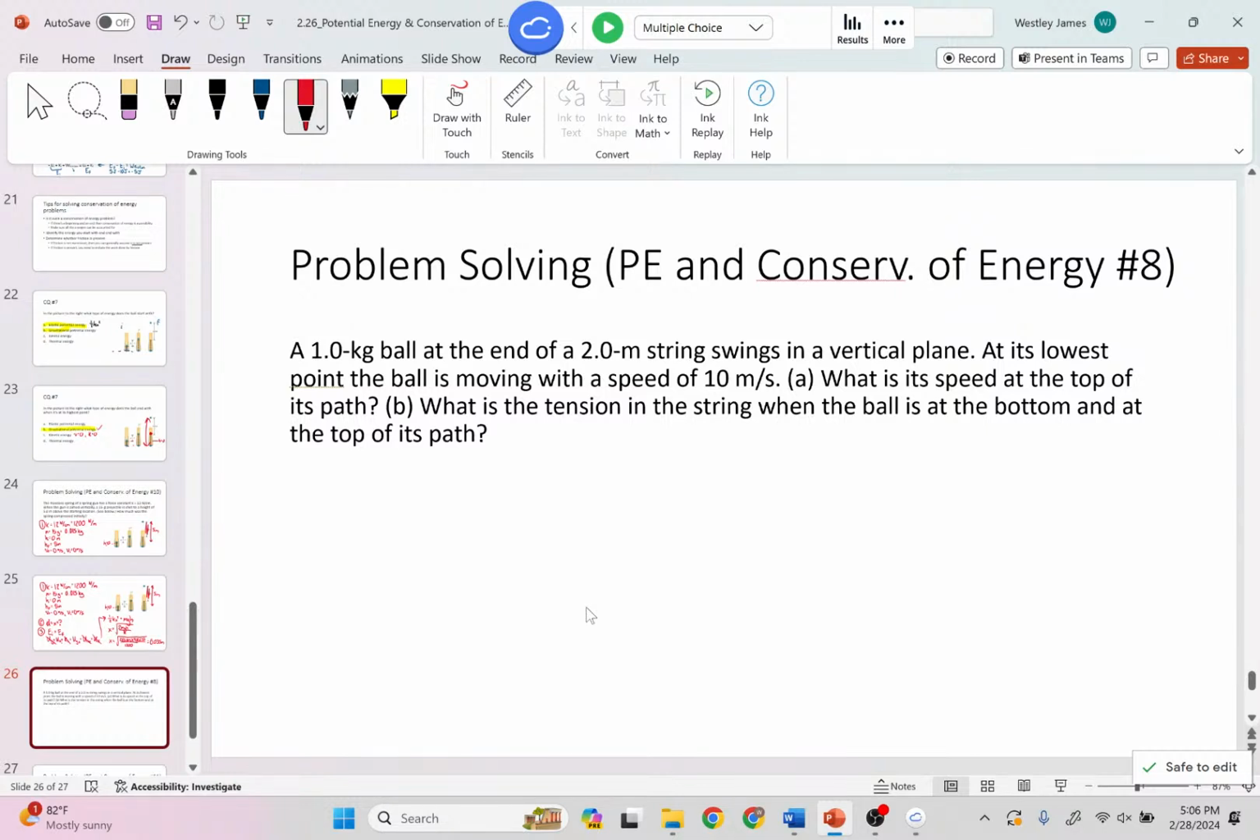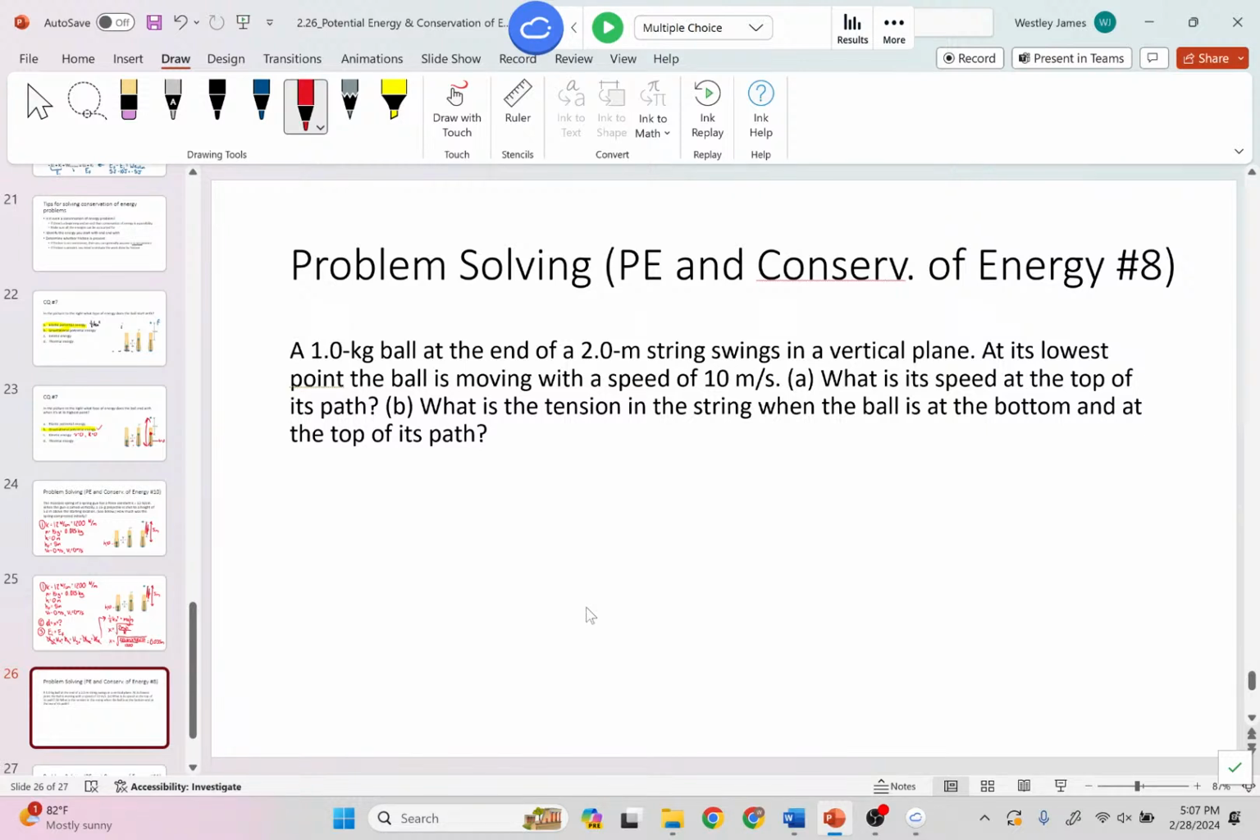A 1 kilogram ball at the end of a 2 meter string swings in a vertical plane. At its lowest point, the ball is moving with a speed of 10 meters per second. What is the speed at the top of its path? What is the tension in the string when the ball is at the bottom and the top of its path? We're just going to focus on part A. Part B is interesting because it involves centripetal force and stuff like that. I'll let you all visit that.